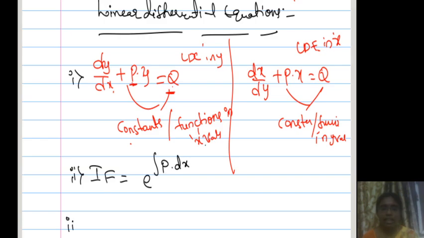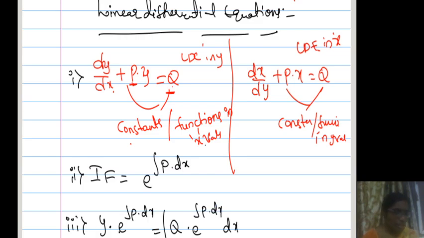After getting the integrating factor, you have to find the general solution by the direct standard formula. What is the dependent variable? Y. Y into integrating factor, that is e power integral p dx, is equal to the integration of, what is here? Q, the right side, and the integrating factor. What is the integrating factor? E power integral of p dx, into dx plus c. This is the general solution for the given differential equation in the standard form.